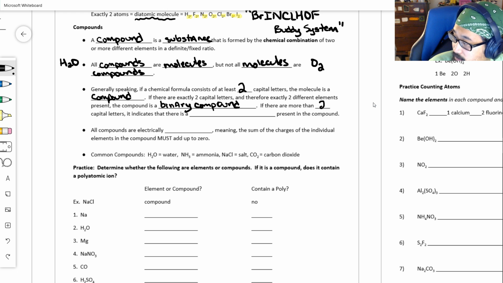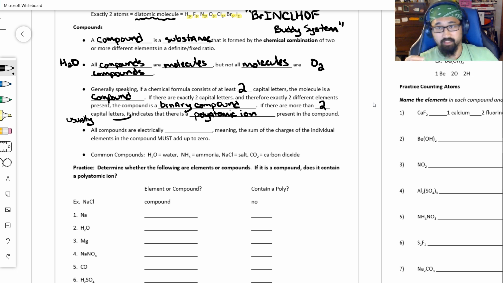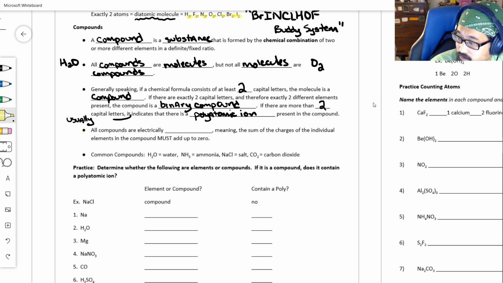If you have more than 2 capital letters, it usually indicates that there is a polyatomic ion present in the compound. Hopefully you remember polyatomic ions. They're on your reference table. Table E, page 2. Special names, special charges. All right. Now, very important point. Right. Really, this whole bullet point, very important point.